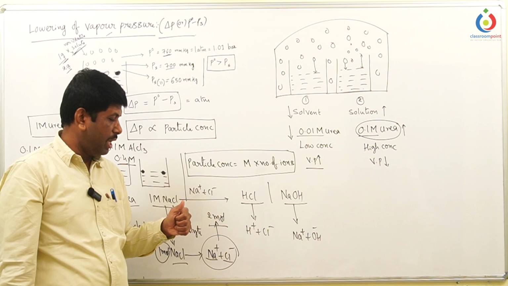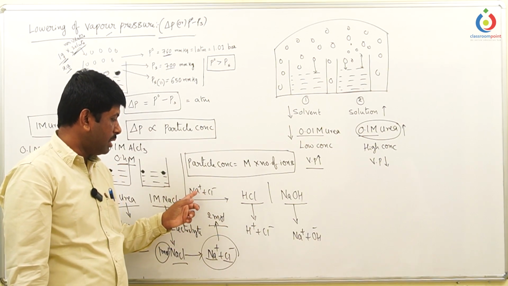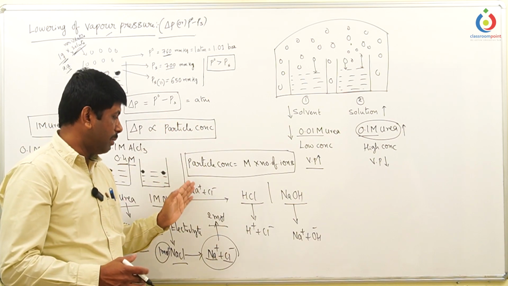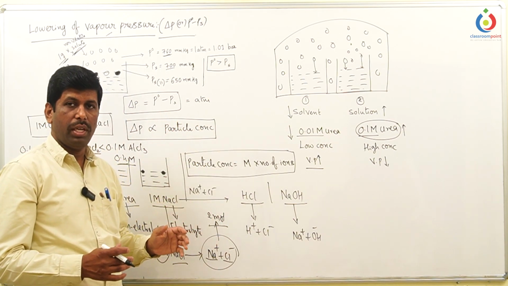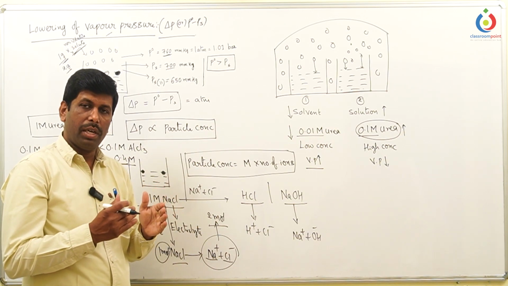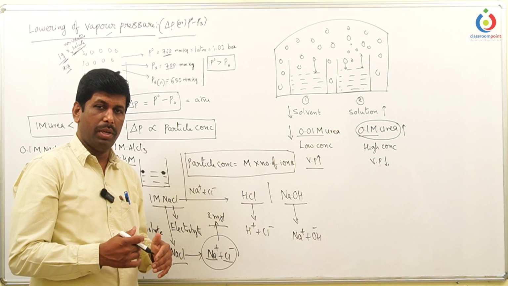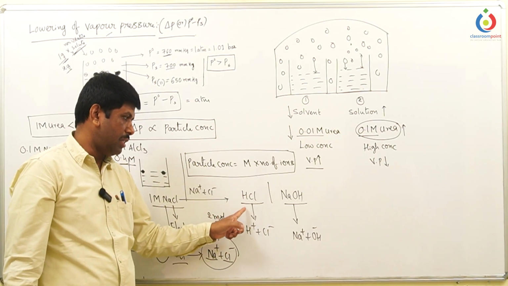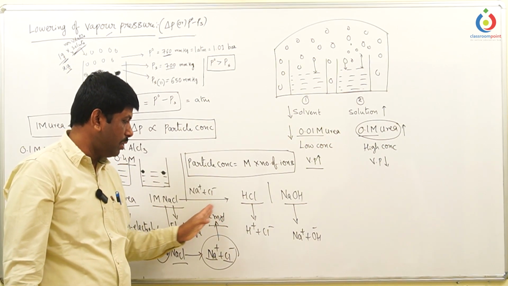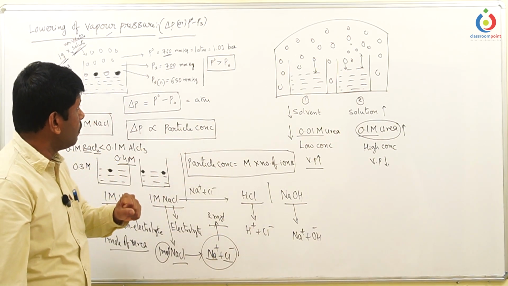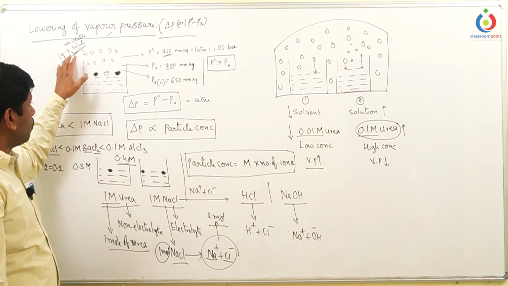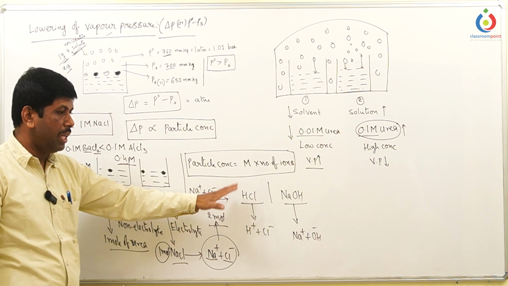Why it is not exactly equal: the hydration process, meaning the interaction between the ions and the solvent molecules, differs from solute to solute. That's why the lowering of vapor pressure may not be exactly equal, but we can say that it is almost similar. So for NaCl, HCl, and NaOH, the lowering of vapor pressures are close to each other because they are producing the same number of ions. That is the reason we can say that lowering of vapor pressure depends only on the quantity of the solute, but not on its identity.